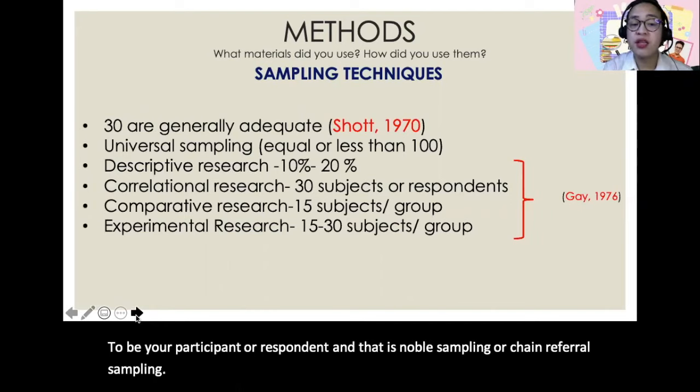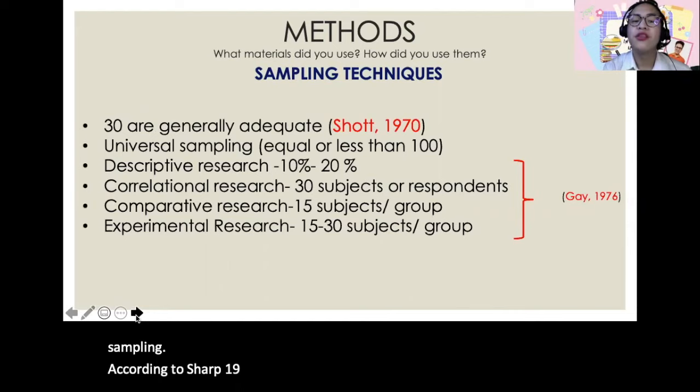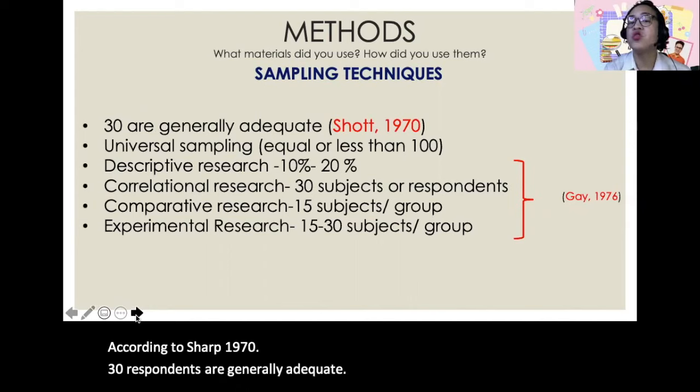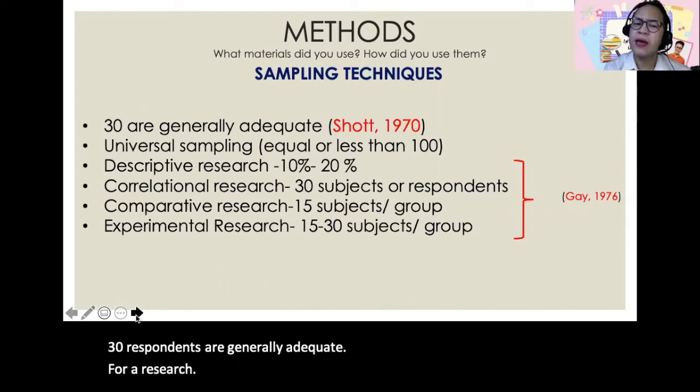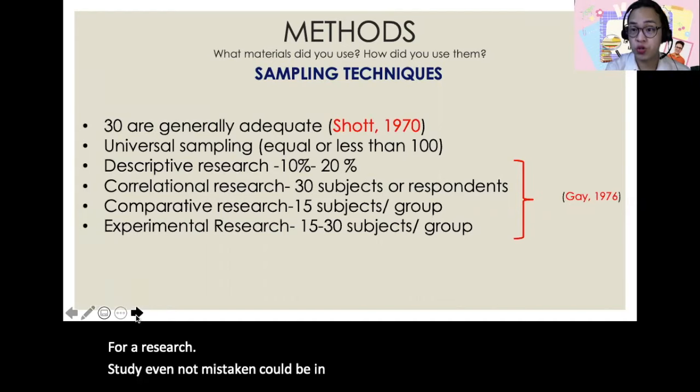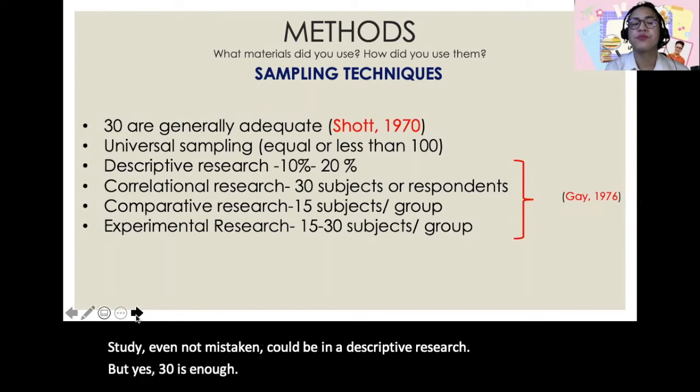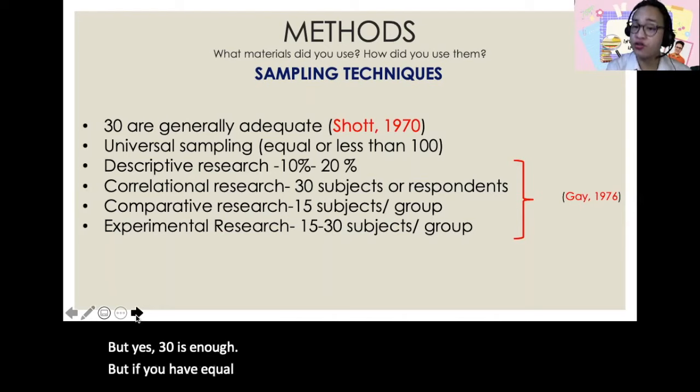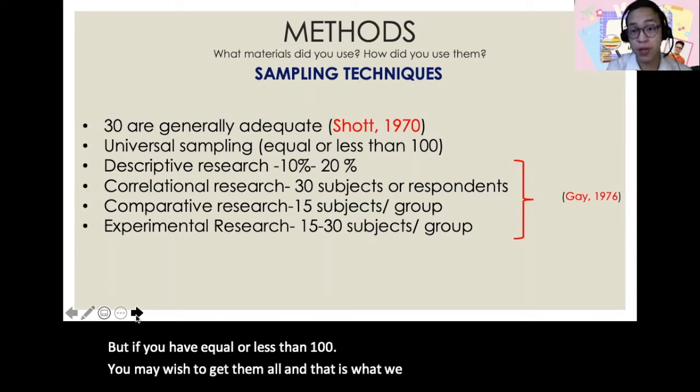According to Slovin 1970, 30 respondents are generally adequate for a research study. If I'm not mistaken, that could be in a descriptive research. But yes, 30 is enough. But if you have equal or less than 100, you may wish to get them all, and that is what we call universal sampling.